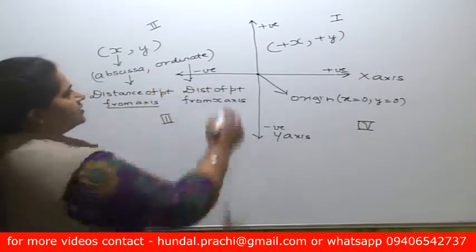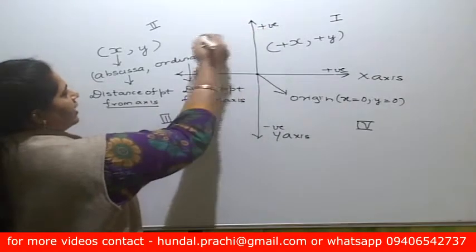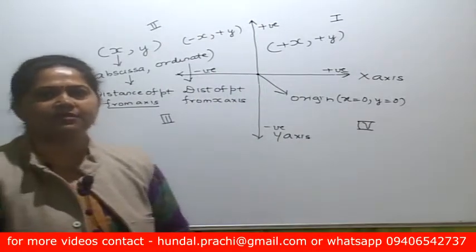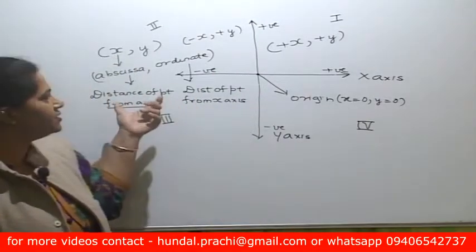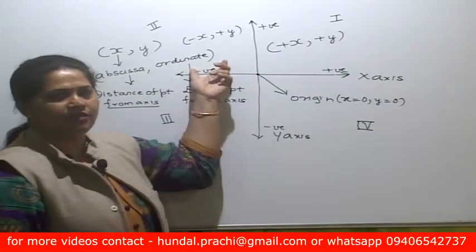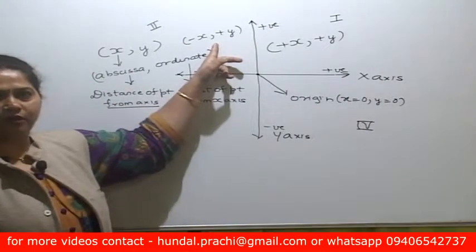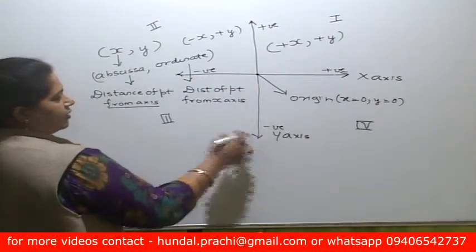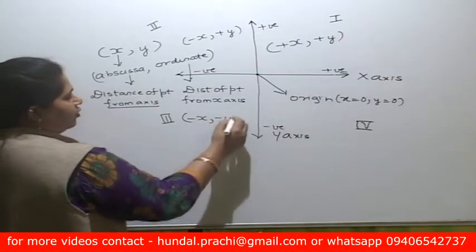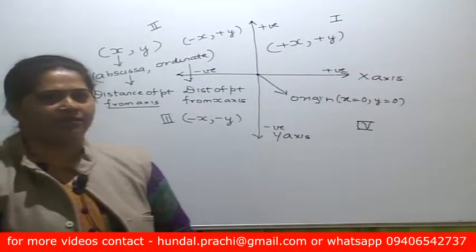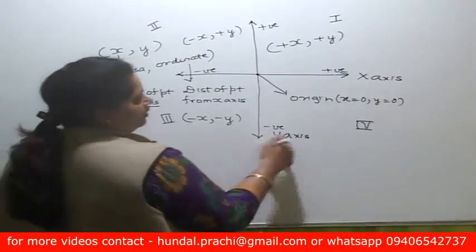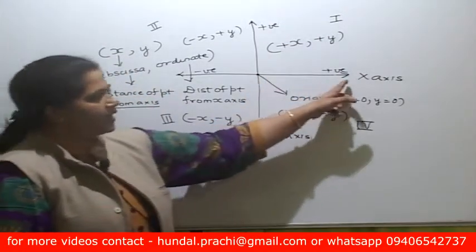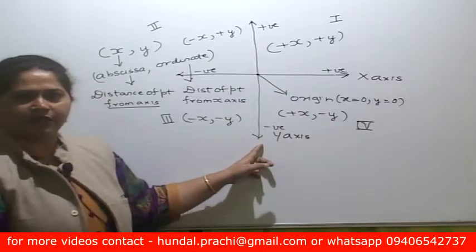Here we can see that in the second quadrant x is negative whereas y is positive. So in the second quadrant, the points will be of the form minus x and plus y. That is, if the abscissa is negative and the ordinate is positive, the point is located in the second quadrant. In the third quadrant, x is negative and y is negative, so the points will be of the form minus x and minus y. And in the fourth quadrant, x will be positive whereas y will be negative.